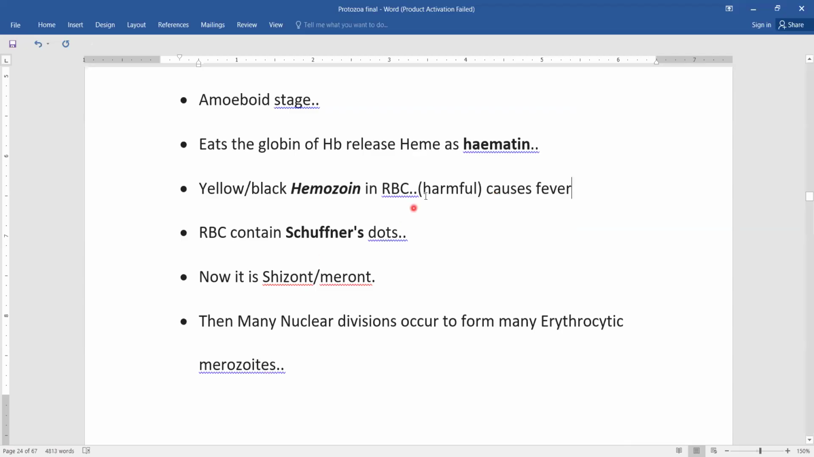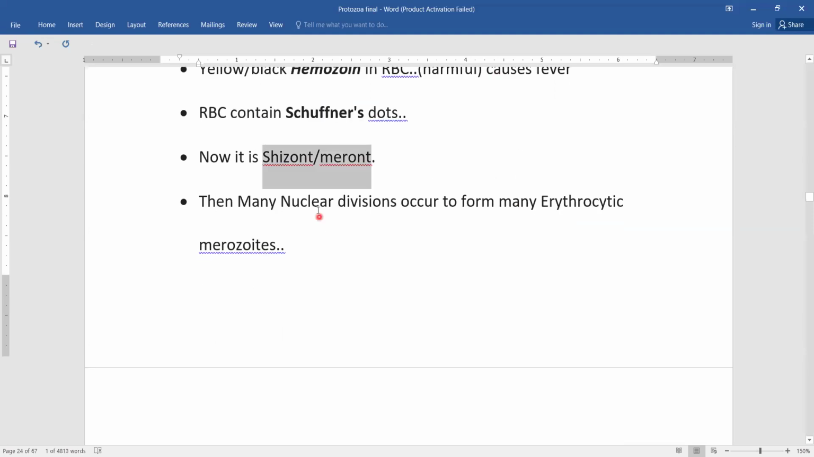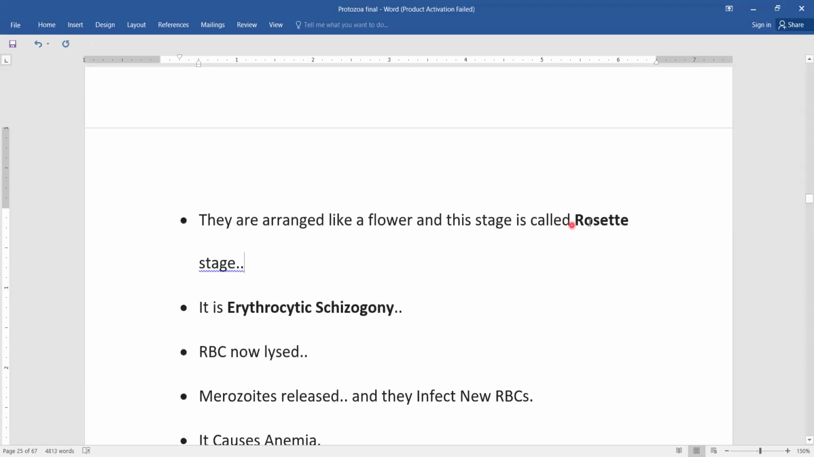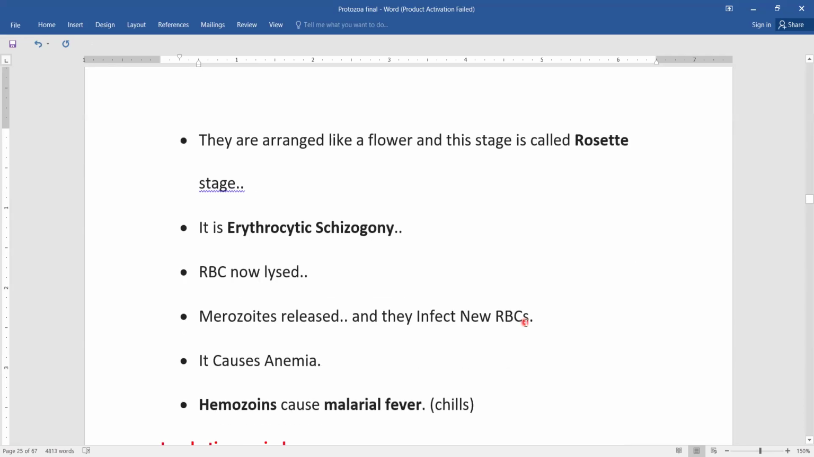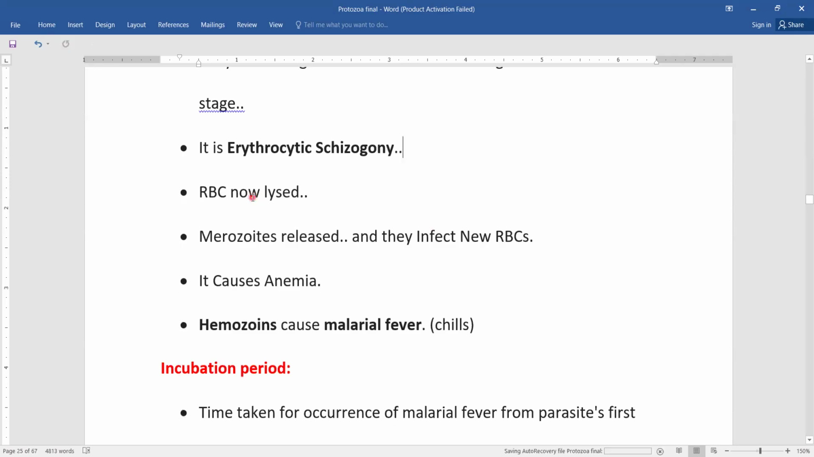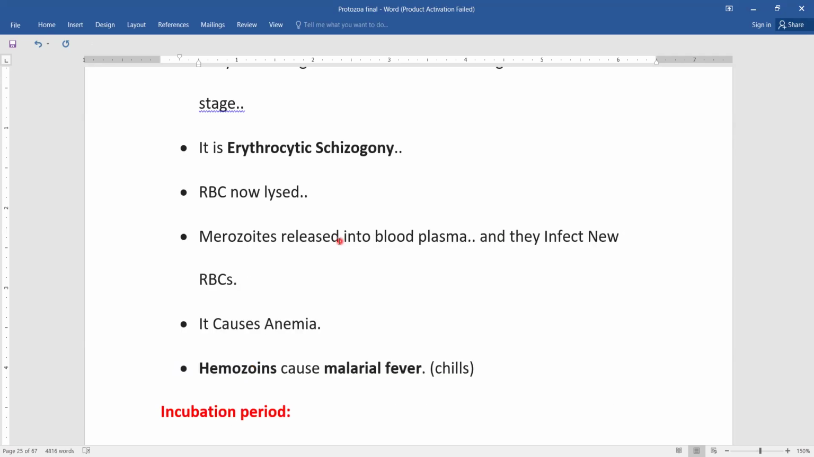Okay, so now it undergoes schizogony. That stage is called schizont or meront, producing many nuclear divisions, and many erythrocytic merozoites are produced. Okay, so after the rosette stage, many erythrocytic merozoites are produced. Now the RBC is lysed. Okay, merozoites are released into the blood plasma, and they infect new RBCs.